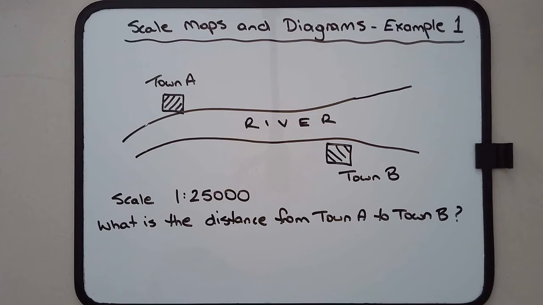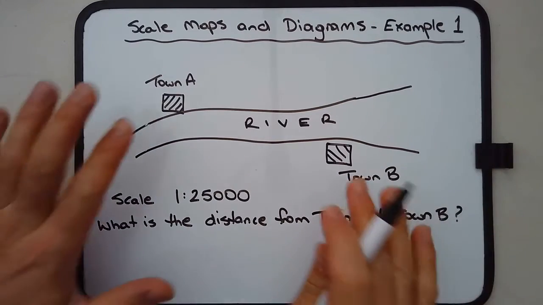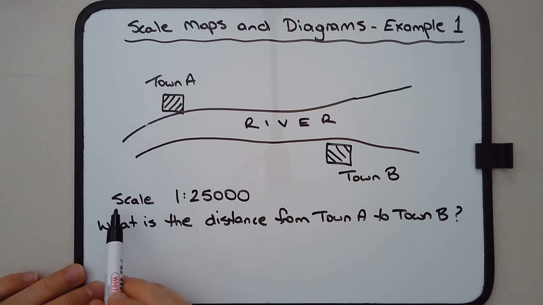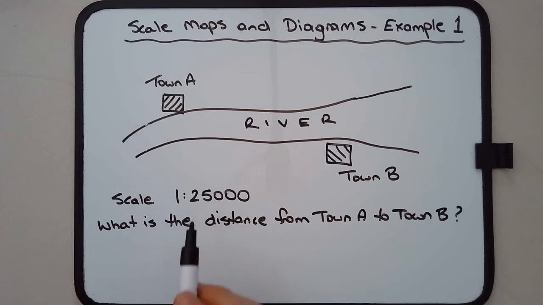Let's have a look at the use of scale maps and diagrams to help us calculate the distance, say for example, between two towns. So what I've done is I've just drawn a very basic map, and there are two towns, town A, town B, and we're given that the scale of this map is 1 to 25,000.